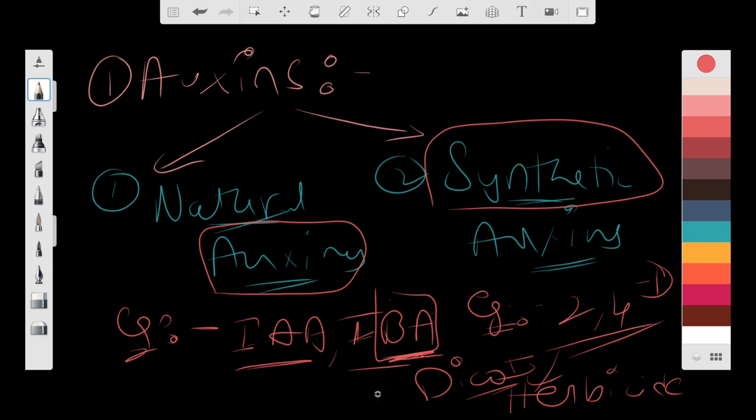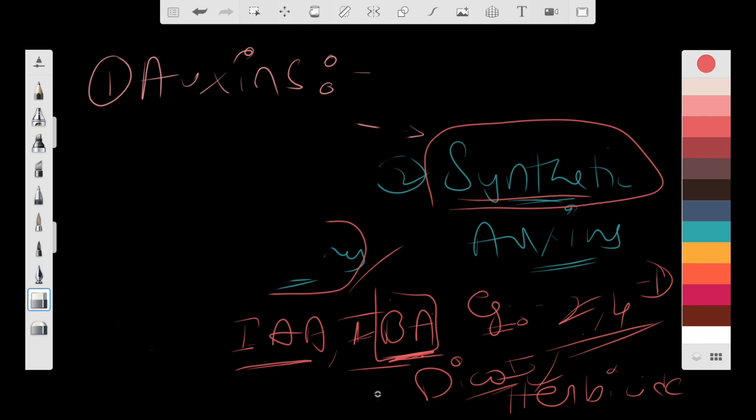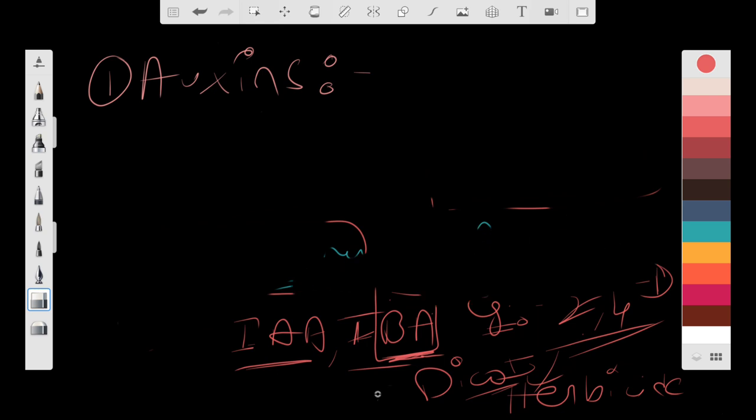Now no need to write, only write these examples. Put a heading for natural auxins and a heading for synthetic auxins. Write IAA, IBA, NAA and 2,4-D. That's enough. Now let's move on to this last point, and then we will see the physiological effects of auxins.